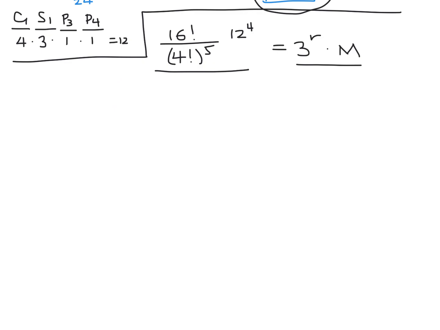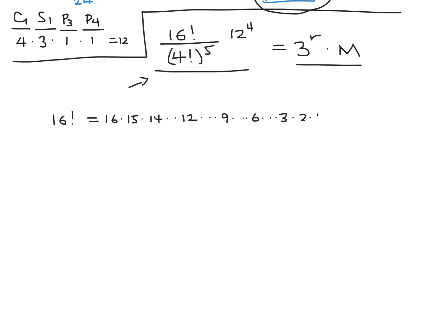Since they only want me to figure out the power of R, I really only need to concentrate on how many factors of 3 are in the number on the left side. Let's do it one step at a time. In the 16 factorial, that's 16 times 15 times 14 and so on, all the way down to 1. But we'll only list the numbers that are multiples of 3: 15, 12, 9, 6, and 3.